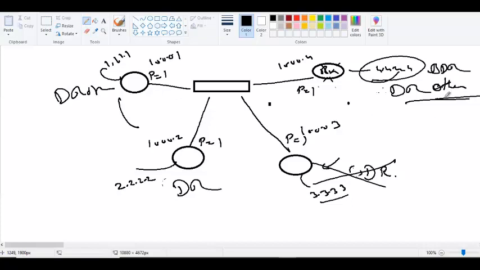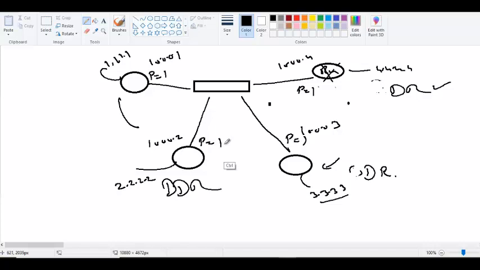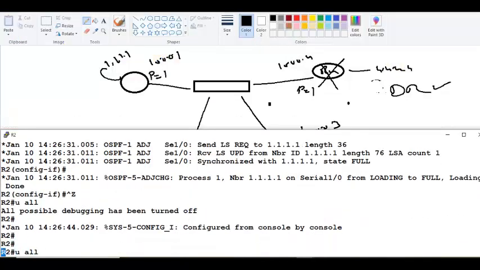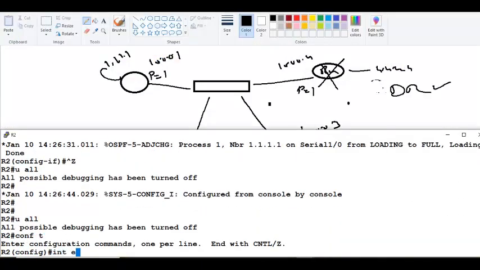If the priority is 0 here, you can manually set the priority. Let me show you. If you want to set the priority, you can go to the interface Ethernet 0/0, ip ospf priority 0. You can set priority like this. So if you set the priority to 0, the router will not be considered for election.